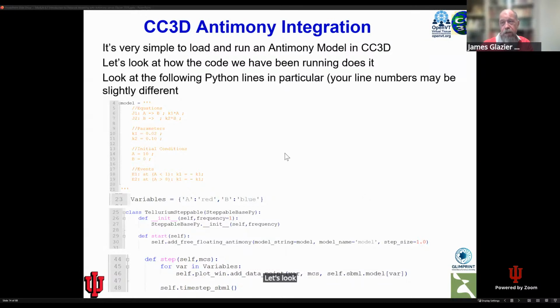Let's look at the code that we have here. Your line numbers may be different. We have a specification of the model. We have a specification of the variables we're going to plot.